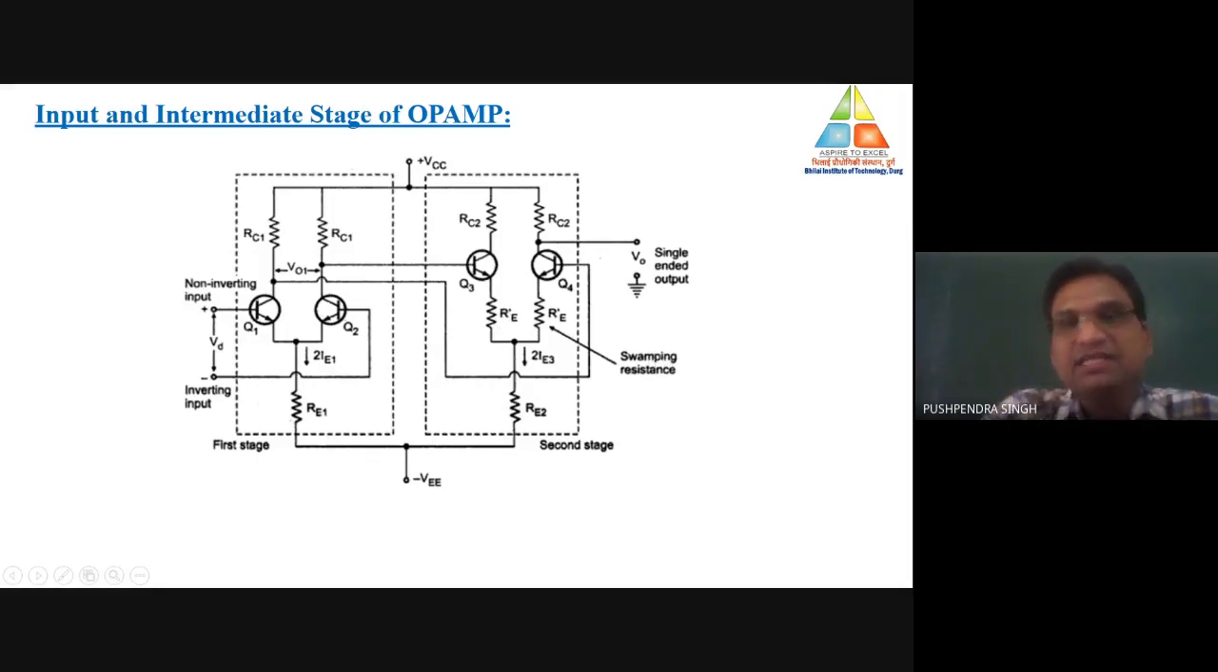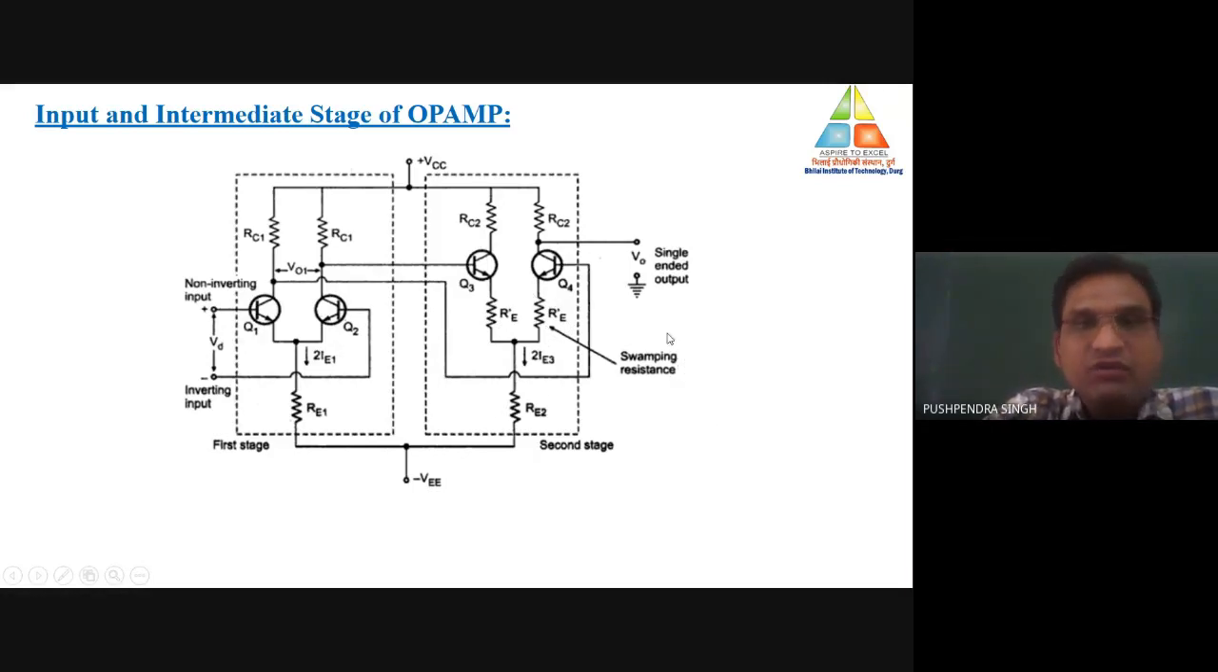Swamping resistances are the small resistances connected at the emitter terminal of the transistor for compensating the effect of change in temperature. Whenever we change the value of temperature, the value of base to emitter voltage of the transistor changes. So to compensate for the change in base to emitter voltage, we connect some small AC resistances at the emitter terminal of the transistor. These small resistances are called swamping resistances.